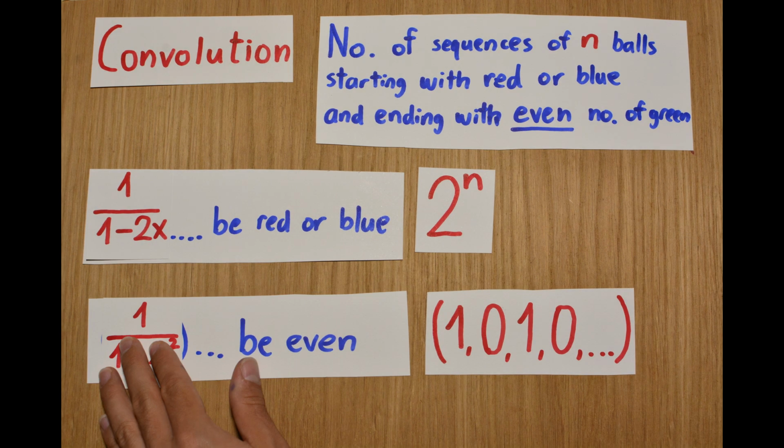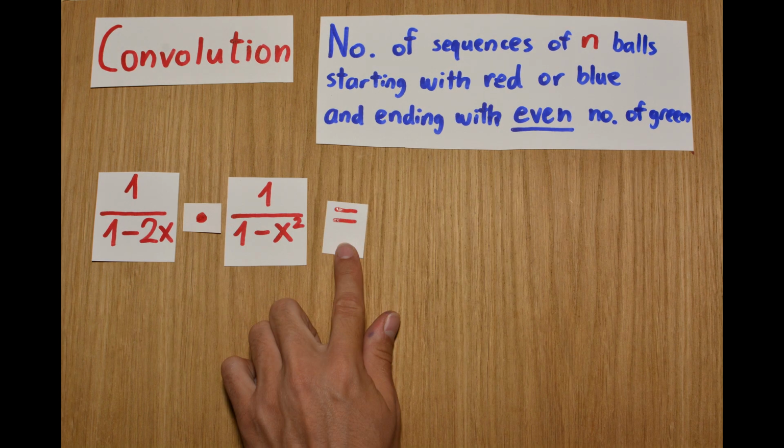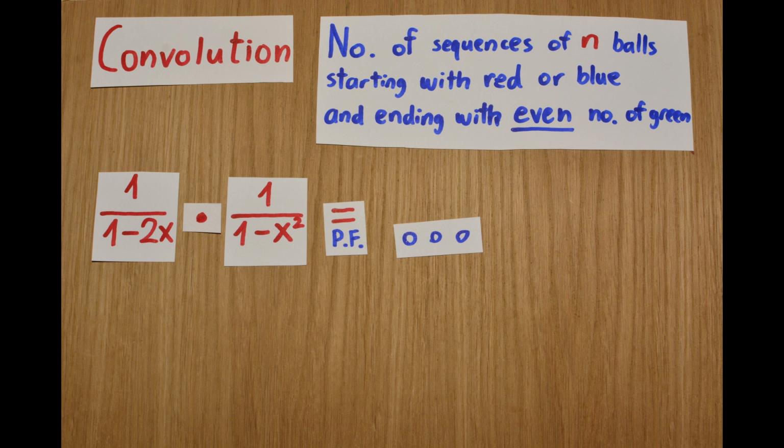And we've already seen which generating functions represent these two sequences. By multiplying these two generating functions, we'll get the generating function of the counting sequence in the problem. If you want, you can try to work it out with partial fractions, just make sure to first factor the 1 minus x squared term.